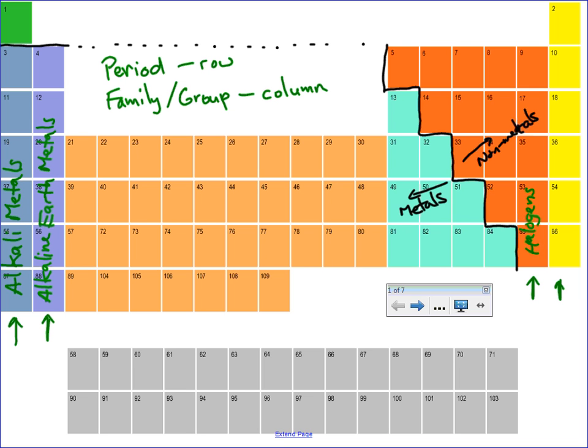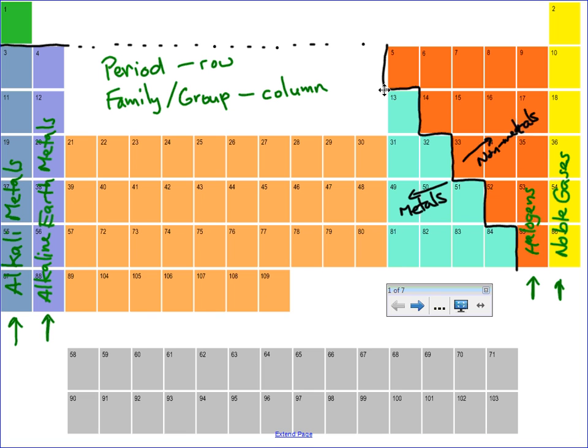And the last column, column 18, this is where we find our noble gases. Noble gases are very important because they do not react. They have complete valence shells full of electrons, and since they don't need any electrons, they will not react. So a lot of the time we'll call them noble gases, but we might refer to them as inert gases.